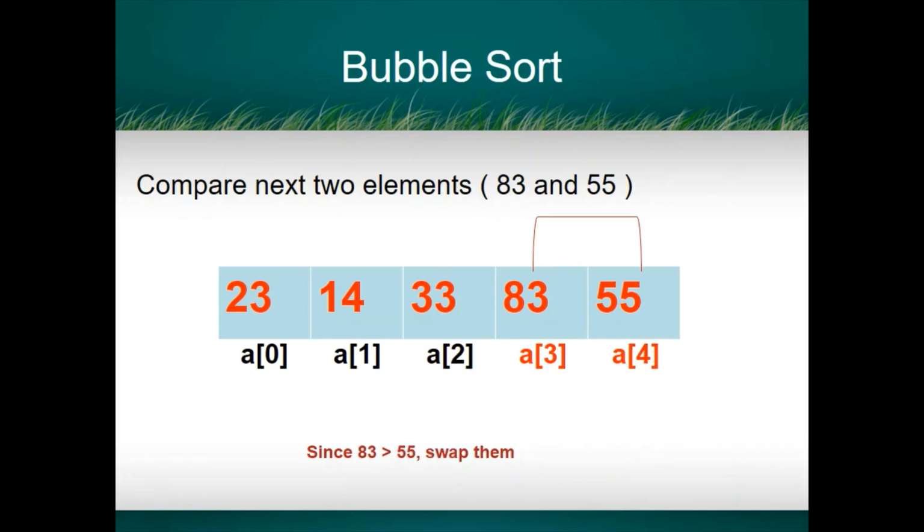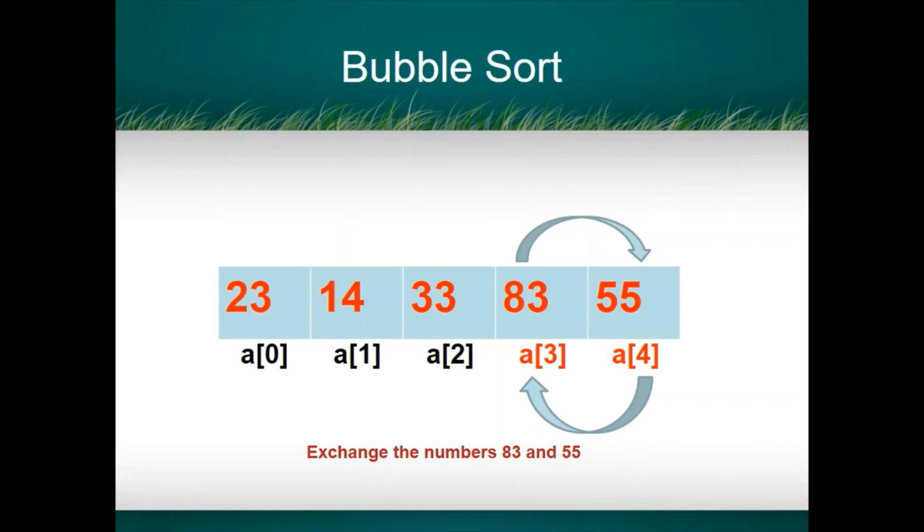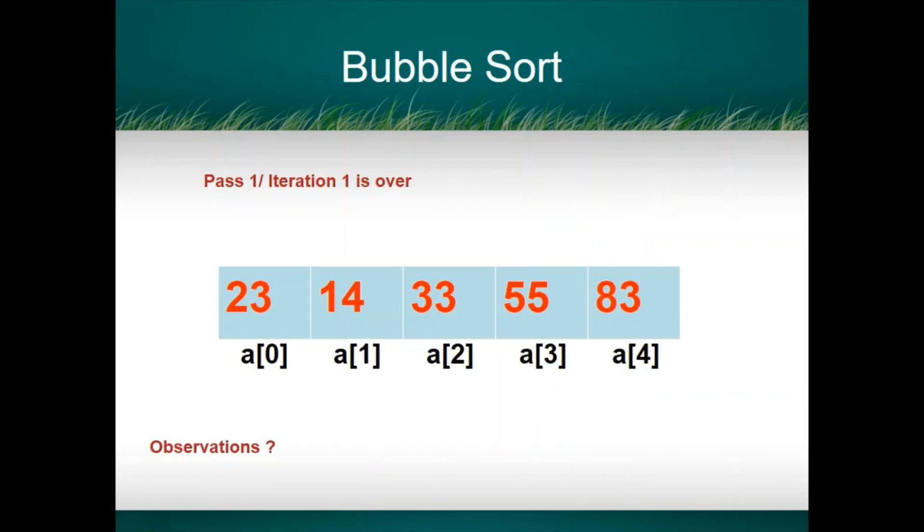Now finally we compare 83 and 55, a of 3 and a of 4. Since 83 is greater than 55, we need to swap these two elements. Now the array becomes like this. So we have completed the first iteration.